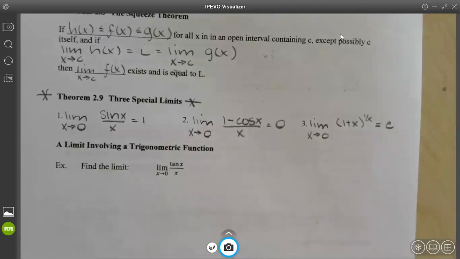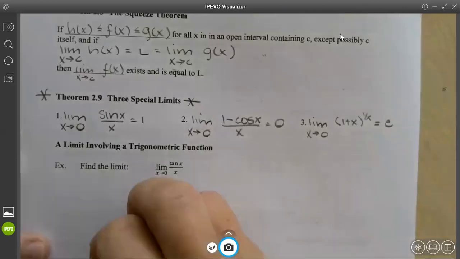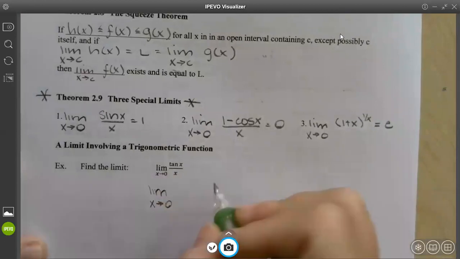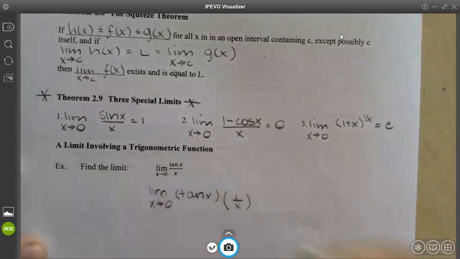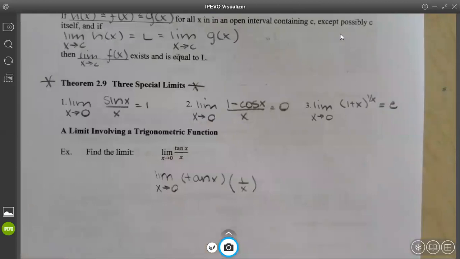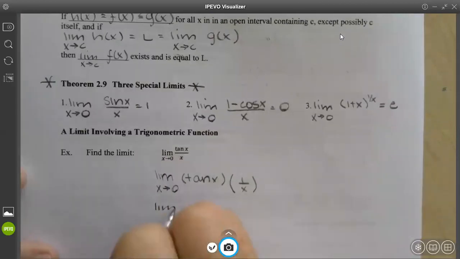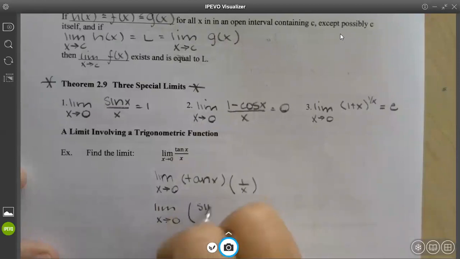Does anybody know what tan actually is? Don't tell me like opposite over adjacent or anything like that. Look in the front cover of your book if you have it, and tell me what it tells you about tan. See if there's anything we can use. Okay. So we have right here tan x times 1 over x. Does everybody understand what I did? I just split it up. She just said that tan is sine x over cosine x.